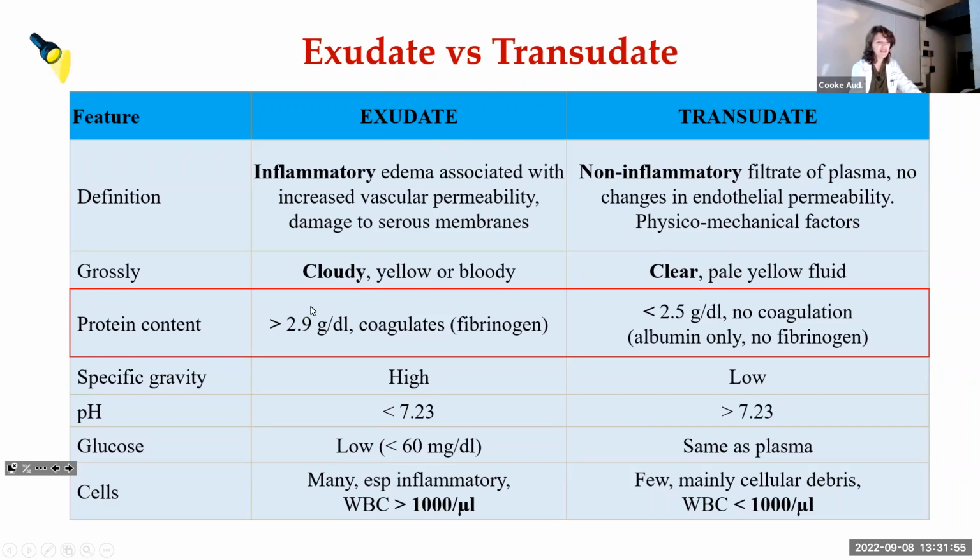Comparison between exudate and transudate. I put it in red here. Protein content, more than 2.9 grams per deciliter. It coagulates. Why? Because it contains fibrinogen, which is a large protein. Large protein, inflammation, big spaces will leak into the tissue. As opposed to that, no fibrinogen, only albumin, which is a small protein, no coagulation when we're talking about the transudate. And then the differences continue between the two of them. Try to memorize this as much as you can. Not all the numbers, but just know the main differences between exudate and transudate.